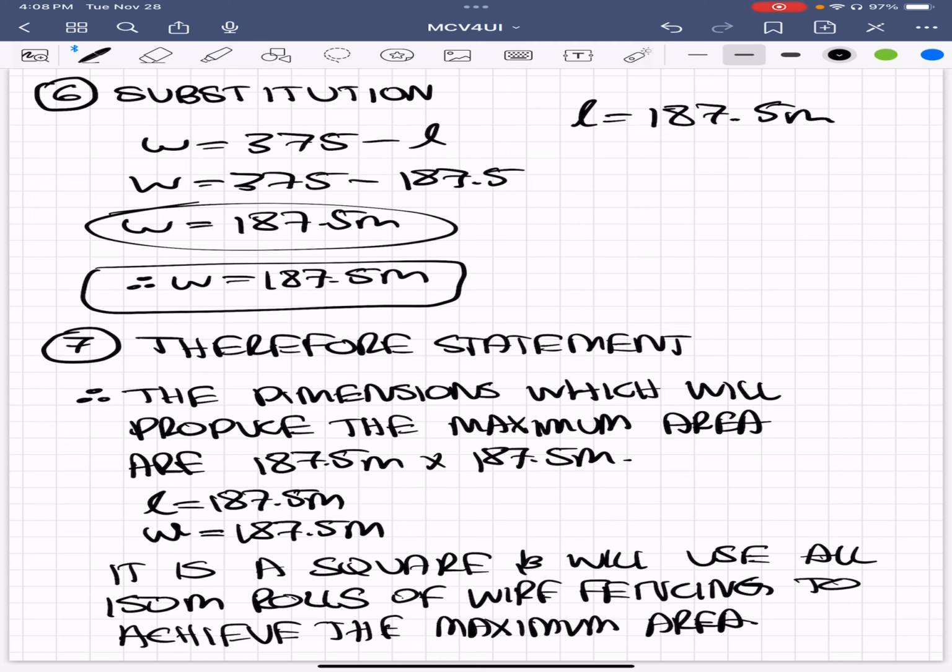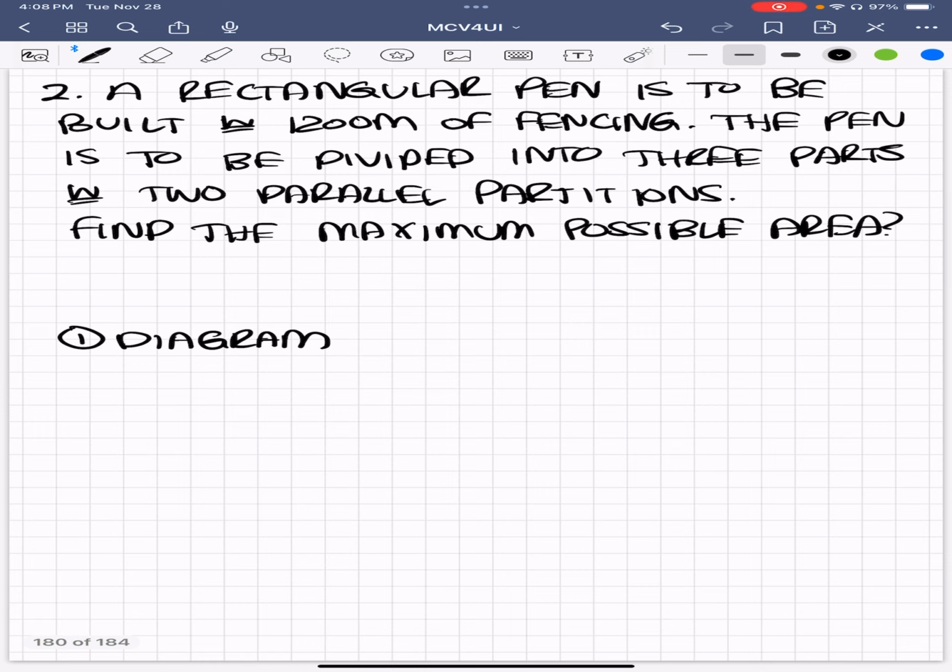So our therefore statement is: the dimensions that will produce the maximum area are 187.5 meters times 187.5 meters. The length is 187.5 meters and the width is 187.5 meters. It is a square and we'll use all 150 meters rolls of wire fencing to achieve the maximum area. So, that was the question. Moving on.